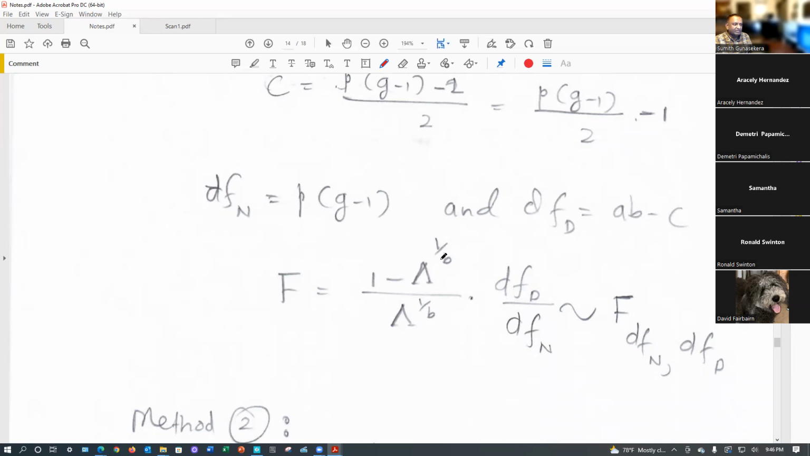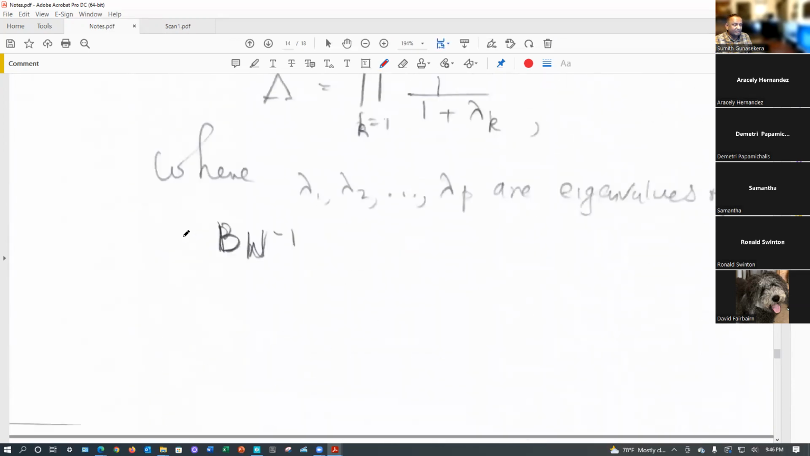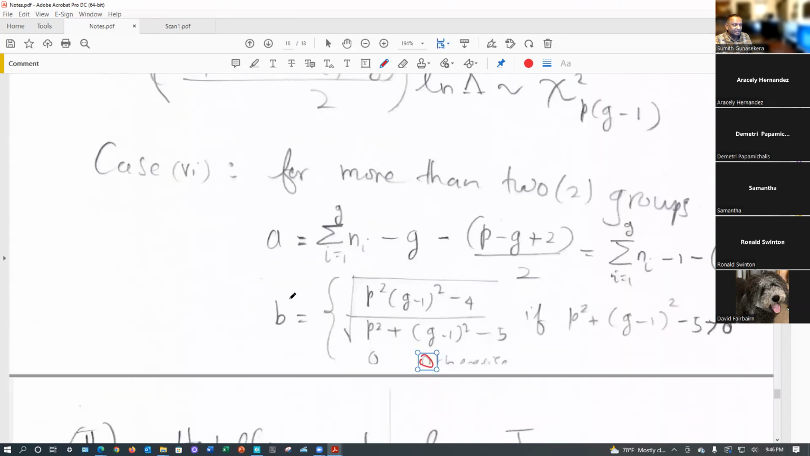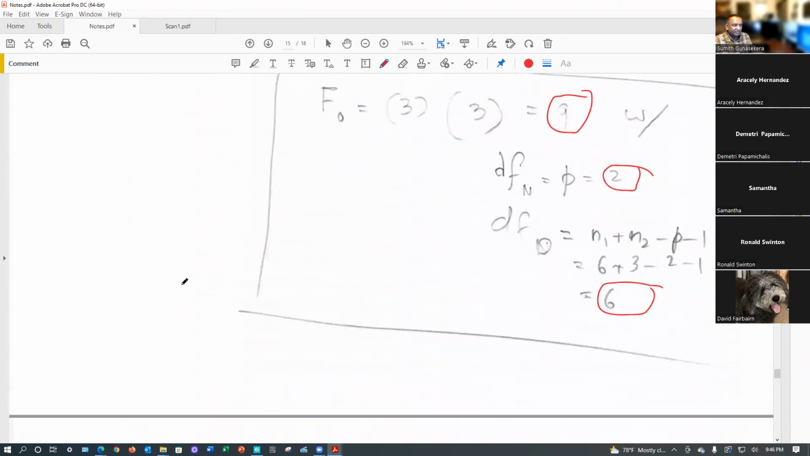1 minus lambda to the power of 1 over B. The B you already calculated. Can you remember? I have a B here. See this B. That B.